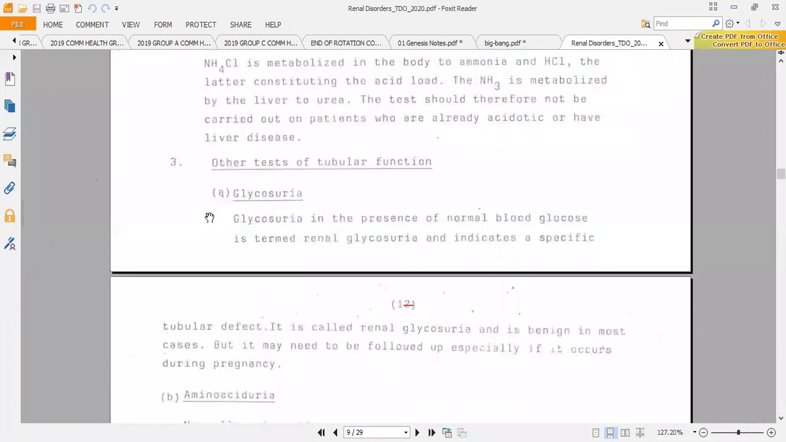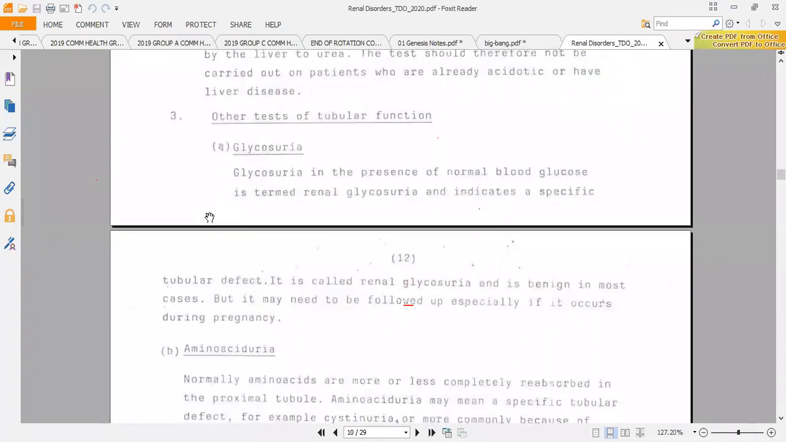Good. So there are other tests for tubular function, okay? You see, there are some people, normally there shouldn't be glucose in your urine. So if you urinate and we measure and we see that there is a lot of glucose in your urine, okay? We are worried because it could be that you have diabetes, okay?